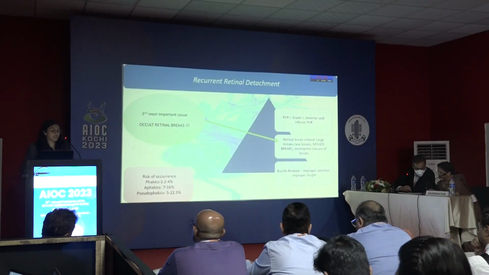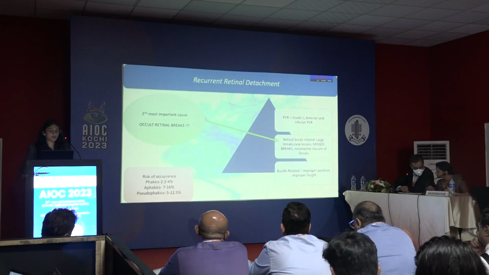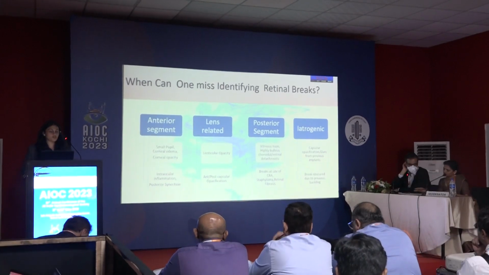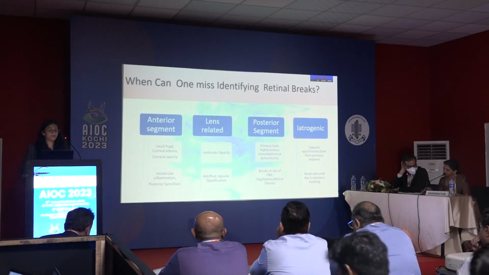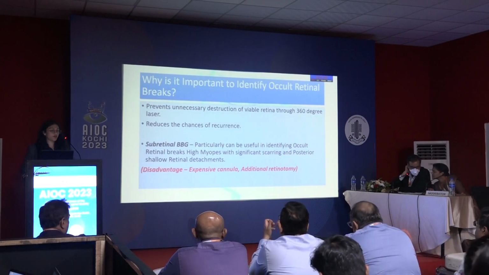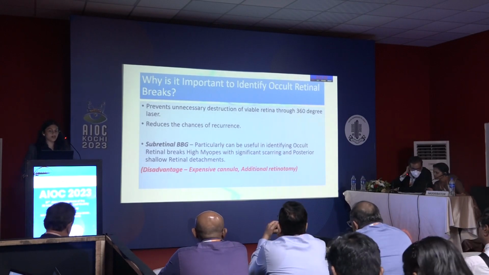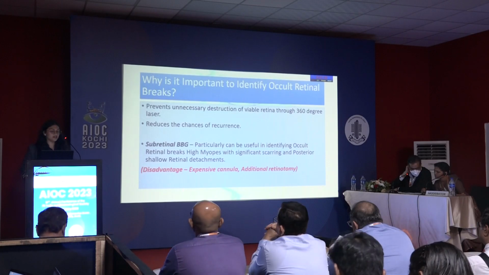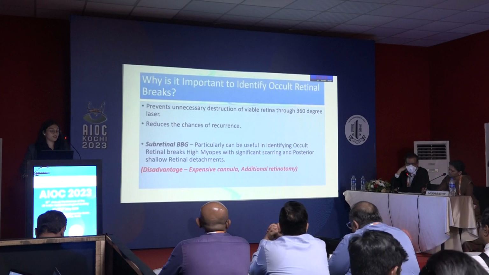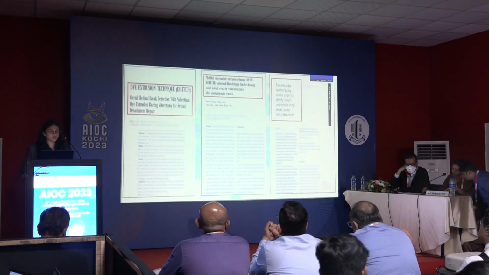Occult retinal breaks form the second most important cause of recurrent retinal detachments. We can miss identifying these breaks because of various causes as enlisted here. Why is it important to identify occult retinal breaks? Because it prevents unnecessary destruction of viable retina through 360-degree laser and reduces the chances of recurrence. Subretinal BBG is particularly useful in high myopic patients.